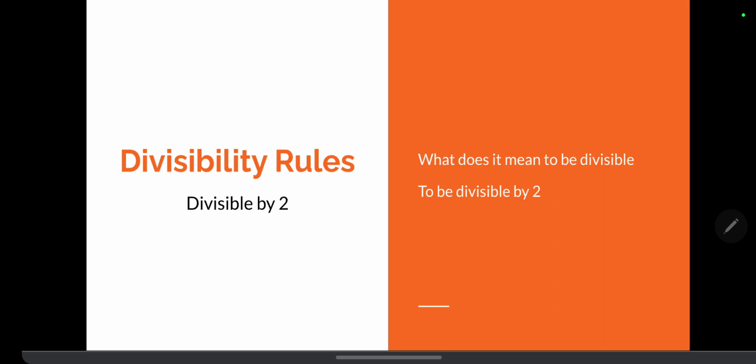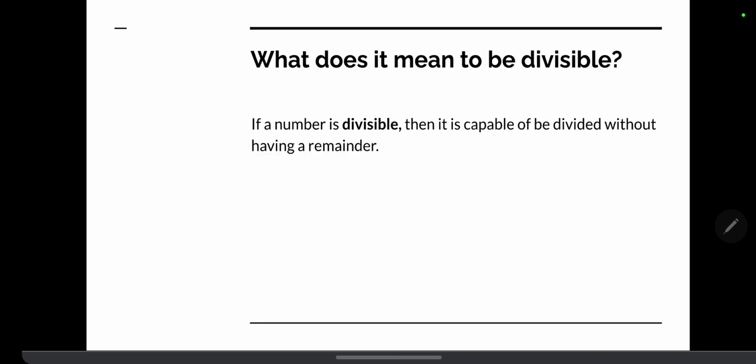This video is also on divisibility rules, divisibility laws, and today we're going to talk about how can I know that a number is divisible by 2? That's the kicker here. So let's first talk about, again, what does it mean to be divisible? If a number is divisible, then it is capable of being divided without having any remainders, so no remaining parts. It can be represented as a whole number or an integer. Choose your poison. All right, so let's get into this.